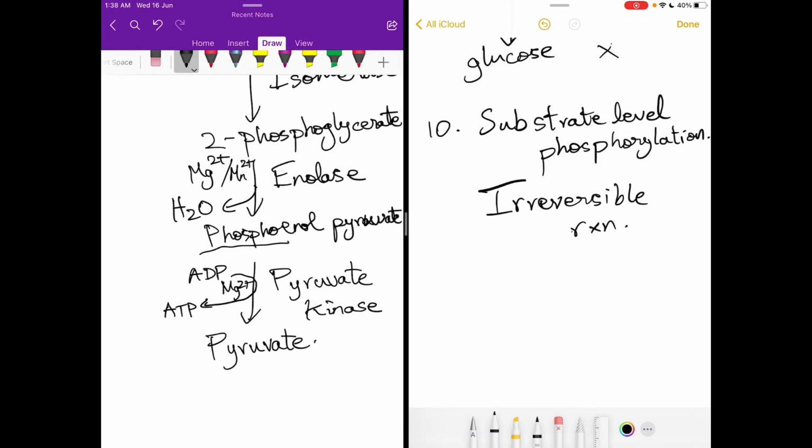So that sums up glycolysis. In the upcoming videos, I will be talking about the other aspects of glycolysis, like the total energy that is formed, gross energy that is formed, gross ATP, and about the Rapoport-Luebering shunt, and other things will be discussed in the subsequent videos.